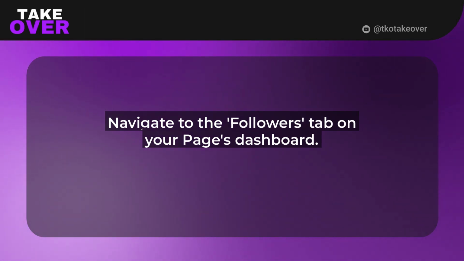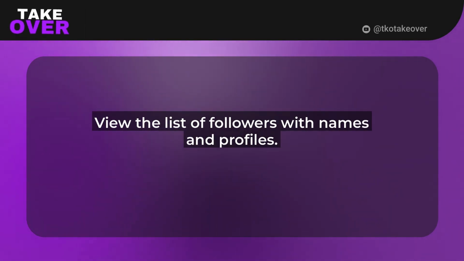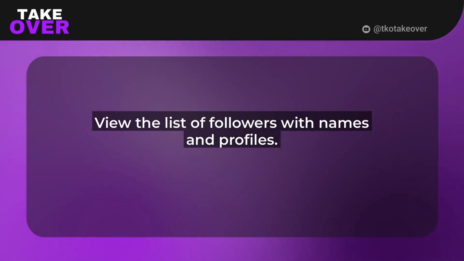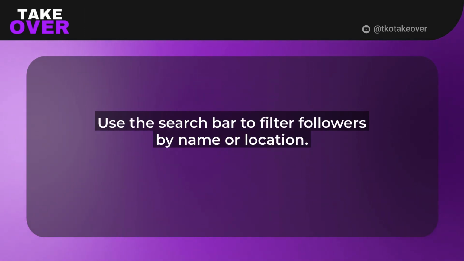Facebook might tweak the layout, but in 2025, it's usually right under the main cover photo or in the left-hand menu. Now, click on Followers to open the section. You'll see a list of people who follow your page, complete with their profile pictures, names, and sometimes additional info like when they followed you. If you have a lot of followers, use the search bar at the top to filter by name or location. It's a handy tool for targeted outreach.